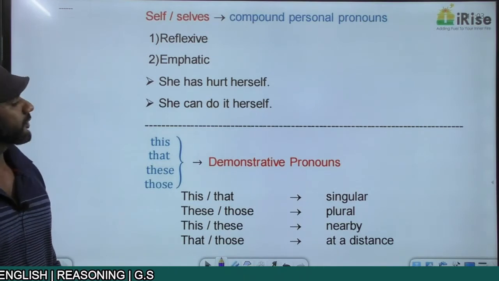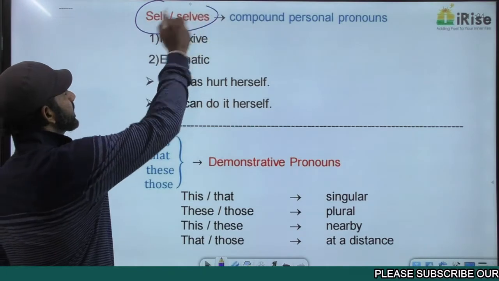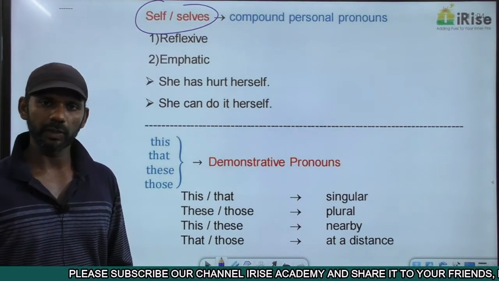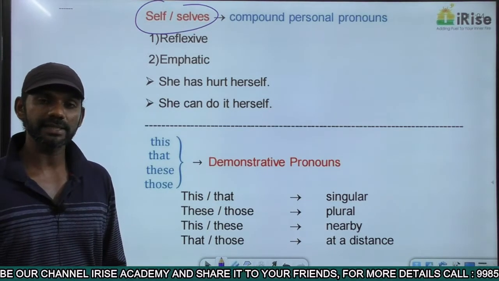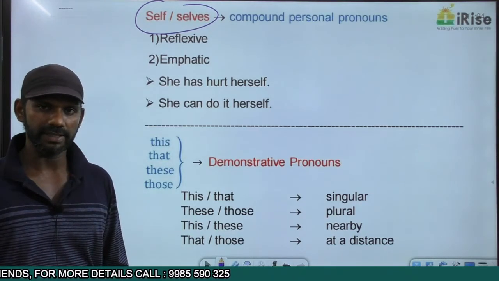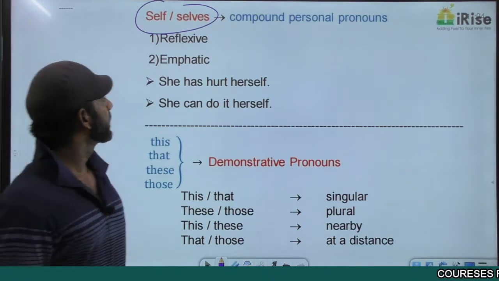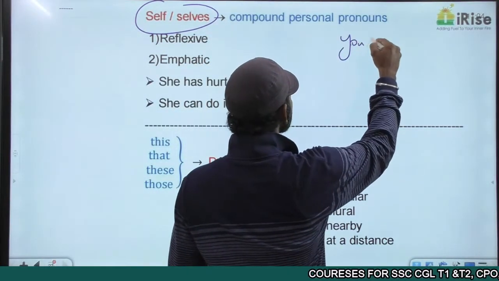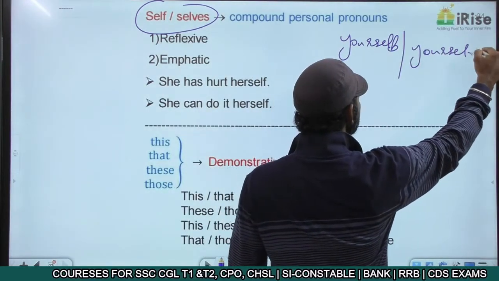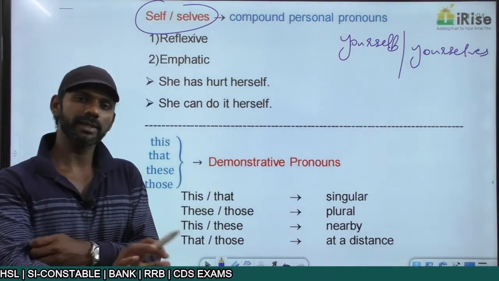Now, self and selves pronouns. We add self and selves to pronouns. Self is added to singular pronouns. Selves is added to plural pronouns. Singular pronouns means myself, herself, himself, itself. Plural pronouns means themselves, ourselves. Now it must be yourself or yourselves, which is correct? Now I say both are correct, because the pronoun you is both singular and plural.